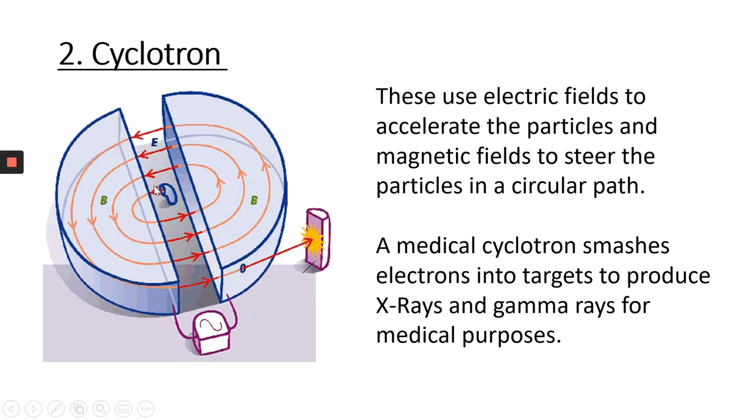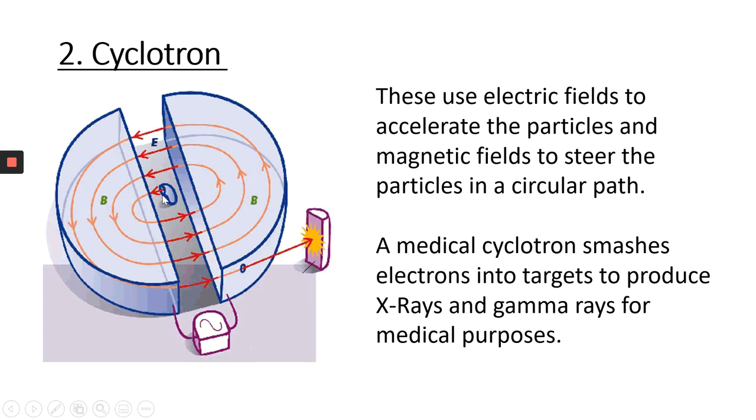Now, between the two halves, we've got these two semicircular shapes. These are, again, imaginatively called Ds because they're D-shaped. So between these two Ds, we have an electric field. Now, the electric field causes the particle to accelerate from one D to the other. We'll see later on in the course that magnetic fields can be used to steer charged particles into circular paths.